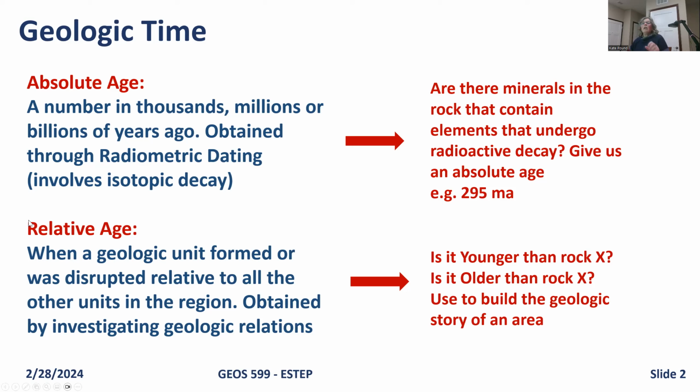On the other hand, relative age is much easier to do. If we've got a geologic unit, and I'll use that for a layer of sedimentary rocks or maybe an igneous intrusion, relative age is about when it was formed or disrupted relative to all the other units in the region. We determine the relative age by investigating the geologic relations in the region.